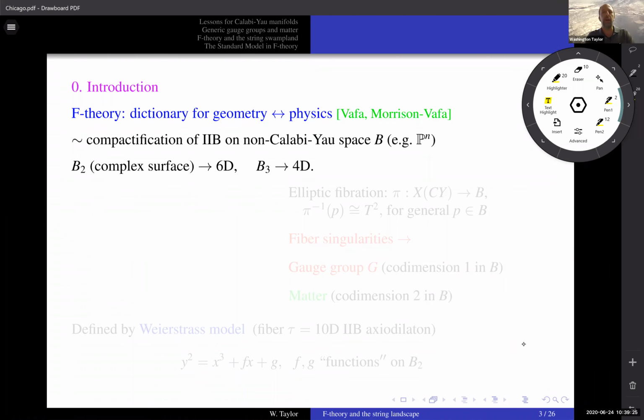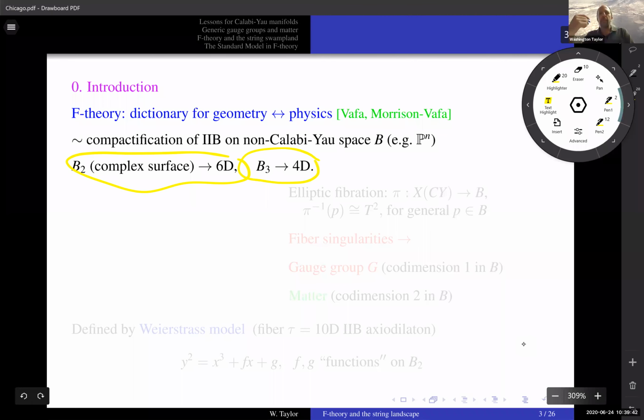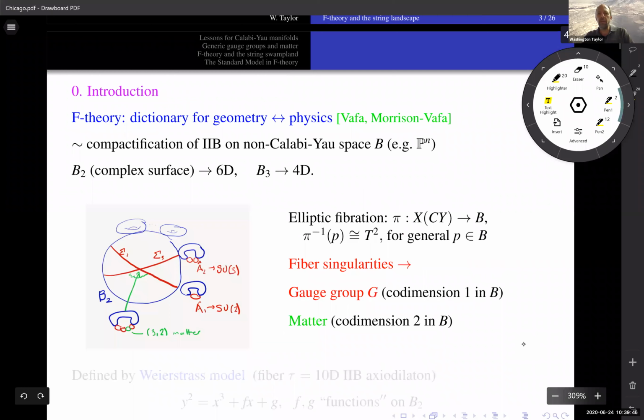If we compactify on a complex surface, that's a real 4-dimensional or complex 2-dimensional space. Right, so that's a 2D complex space, we get a 6D theory. If we compactify on a complex 3-dimensional space, we get a 4D theory. The compactification on that base can be associated with a bigger geometry, which is actually a higher dimensional space.